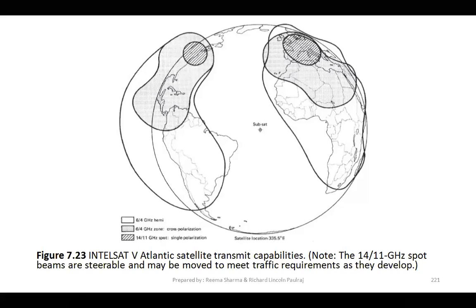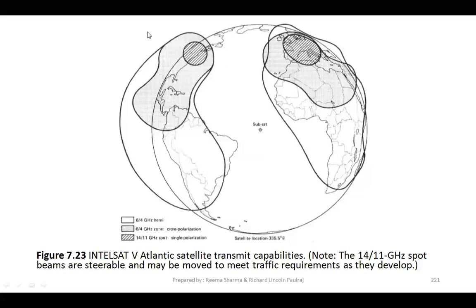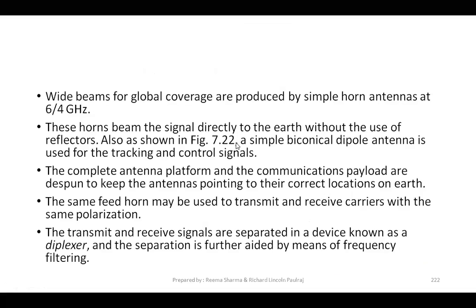So these spots can actually move from left to right and from top to bottom. It's in the shape of a small circle, so it's called a spot beam. Wide beams are for global coverage, as I showed here. These are wide beams, so they can cover a large area, and the spot beams can cover smaller areas.